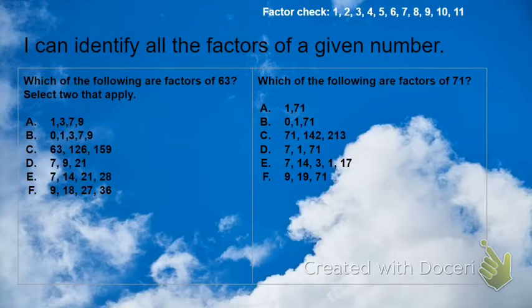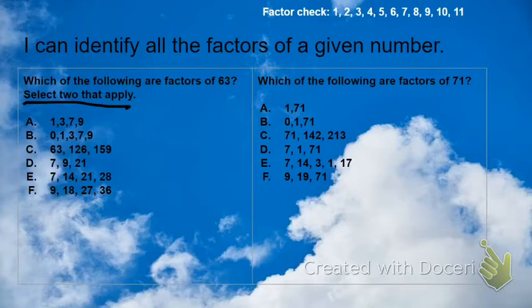Okay, so this first one says, which of the following are factors of 63? Select 2 that apply. This is important. Some of my questions will say select 2 that apply, meaning I need 2 answers, okay? Other questions will not have that, meaning I just need 1, okay? So I'm going to start thinking about this, and I always like to eliminate answers before doing anything crazy, okay?